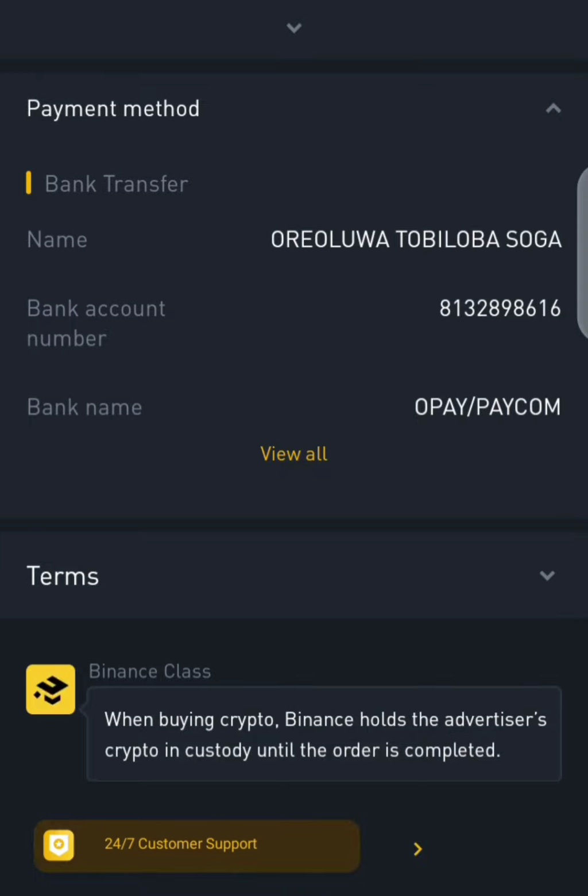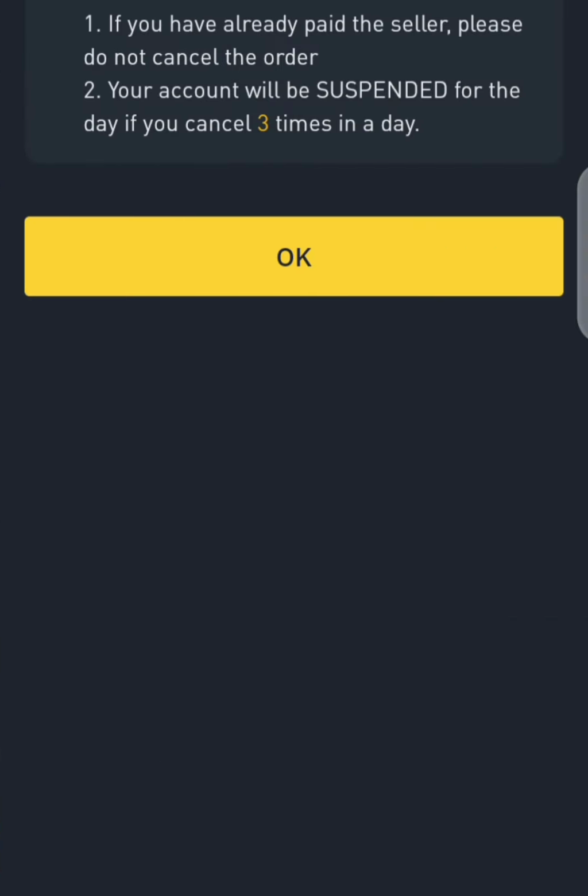Okay, so that is how to carry out P2P trading on Binance. That is how to buy, converting your naira to cryptocurrency. Since I'm not making this payment, I want to cancel the transaction. So in canceling the transaction, you click on cancel. Okay, and you can see they say tips. If you have already paid the seller, please do not cancel the transaction. Do not cancel the order.